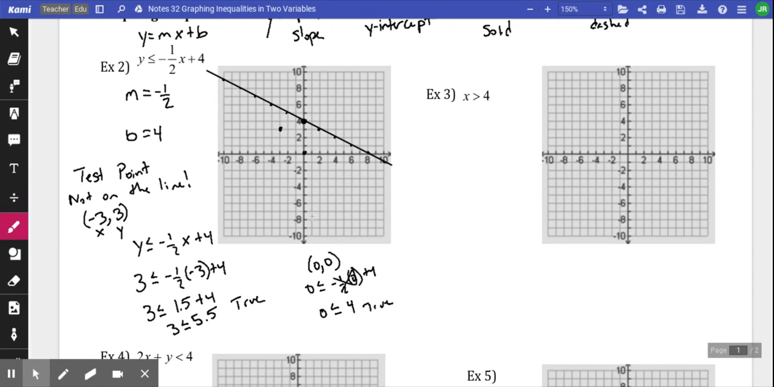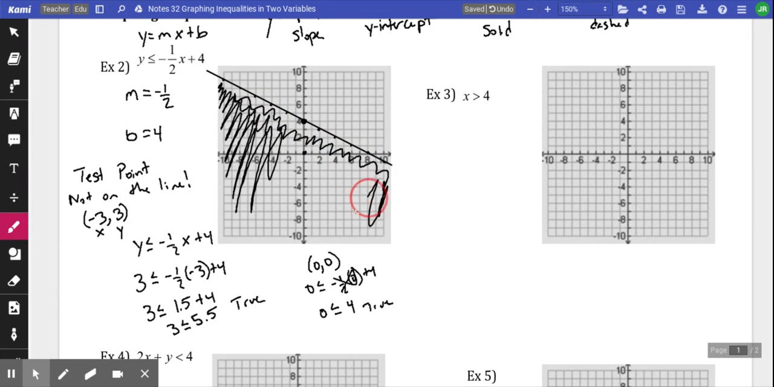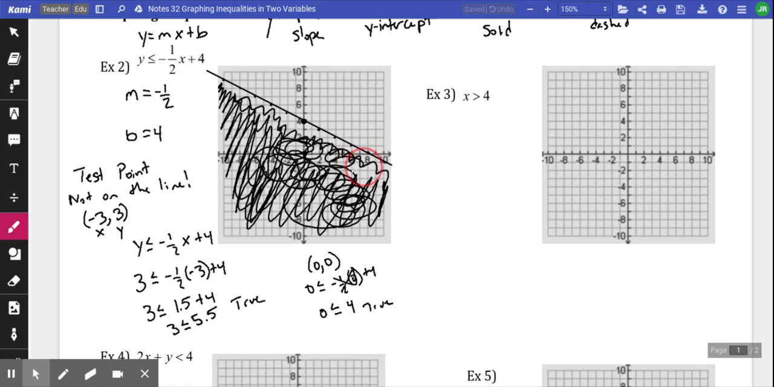I can keep picking any point that I want on this side of my boundary line, and I'm going to get a true statement. So to include all of those as my solutions, I'm going to shade on the left, or in this case, it looks more like the bottom of this boundary line. The shading on this part of my graph is saying that any ordered pair in this shaded region is a solution to the original inequality.